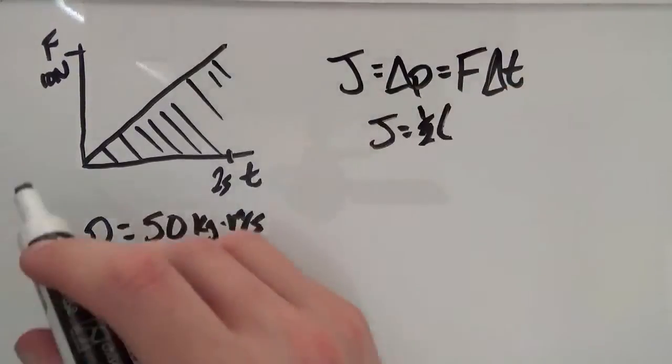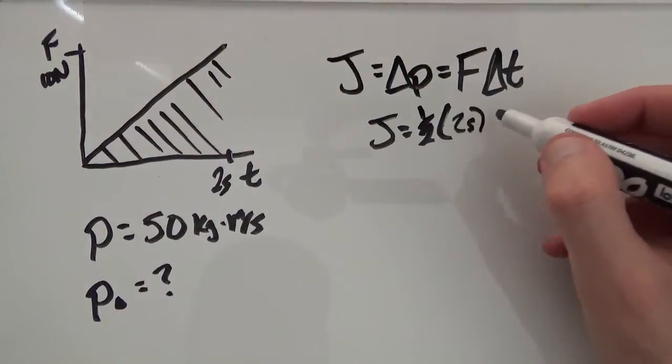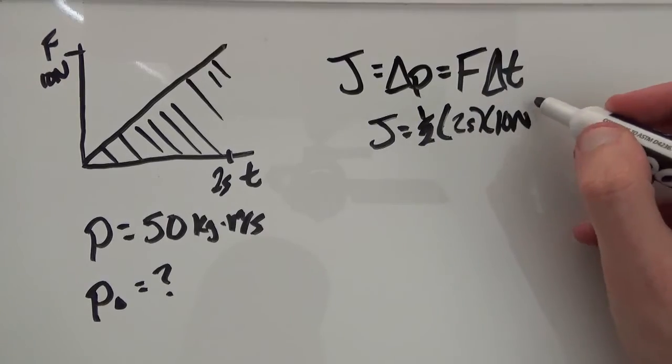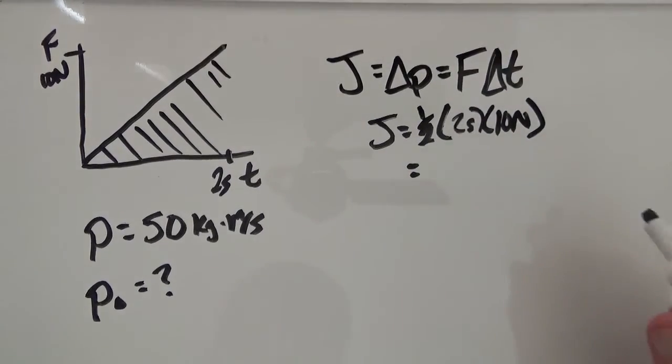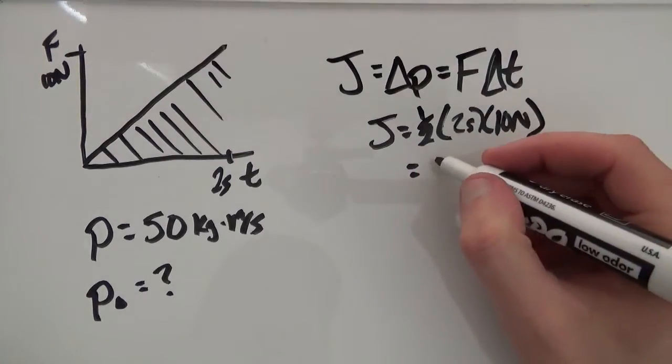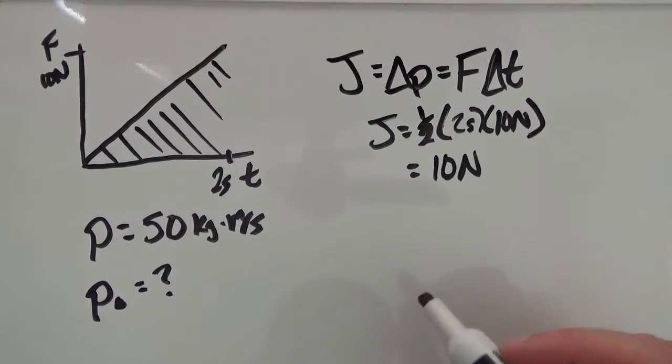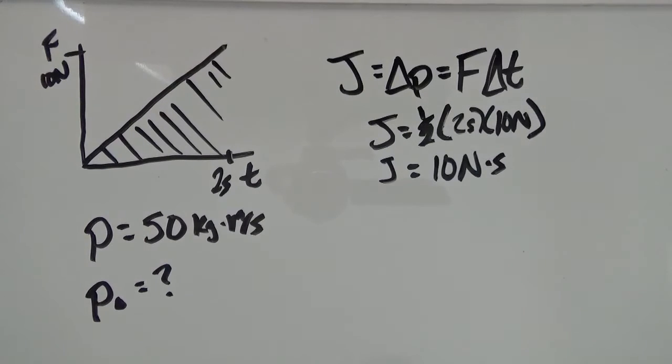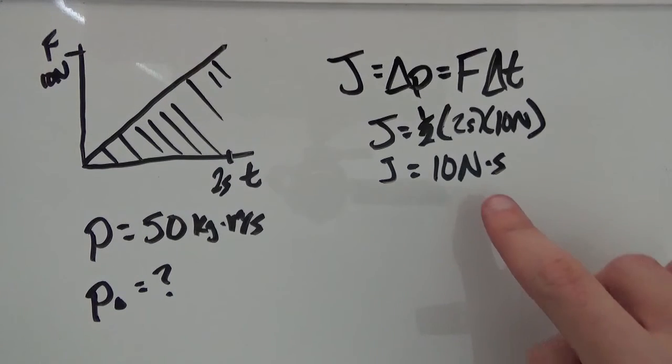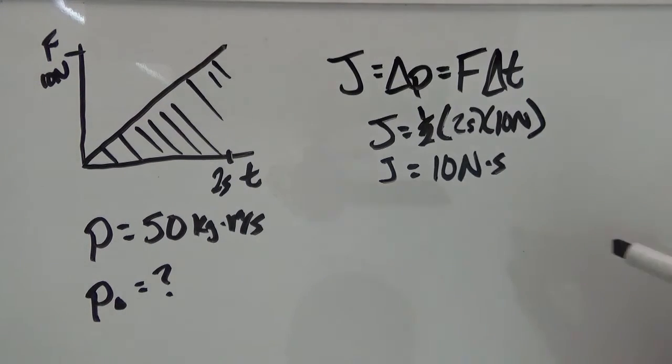So 1/2 base times height, our base is 2 seconds, our height is 10 newtons, and the 1/2 times 2 is just a 1, so just 10 newtons. Right, so that's our impulse, newtons times seconds. Impulse is measured in newtons times seconds traditionally. Force is in newtons, time is in seconds, that checks out.